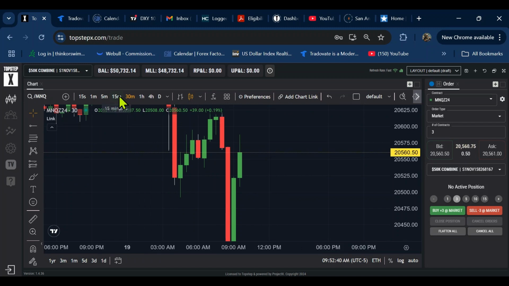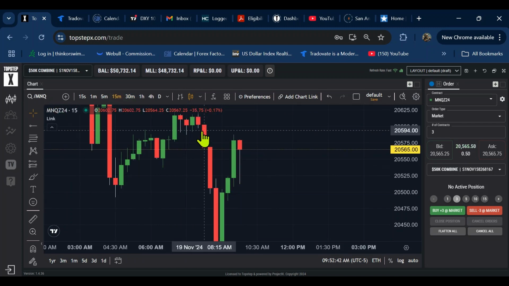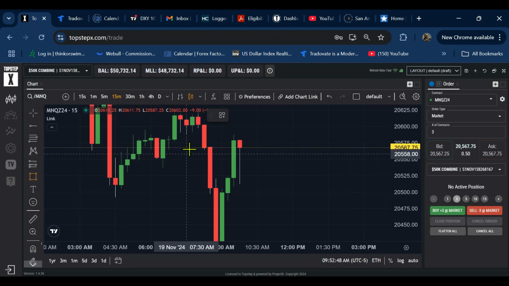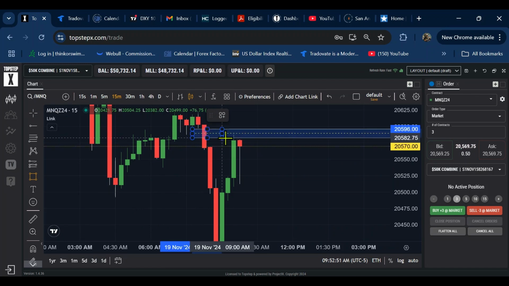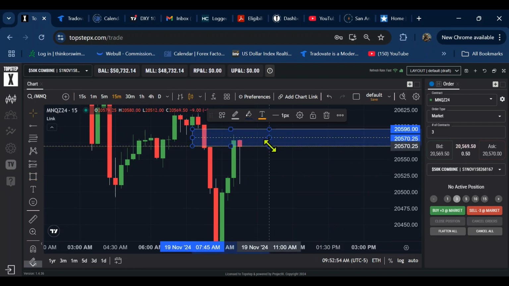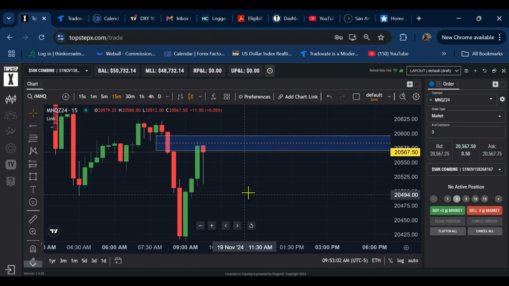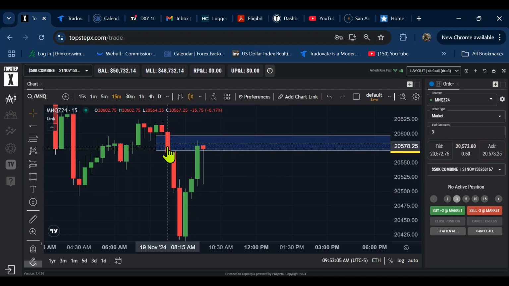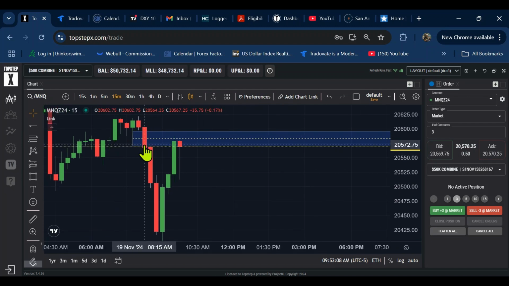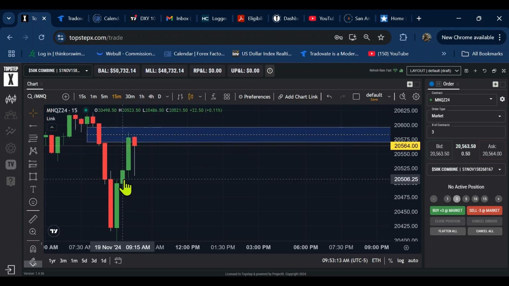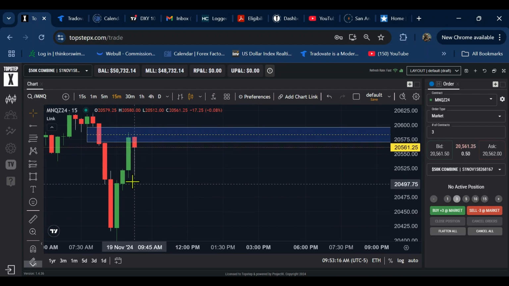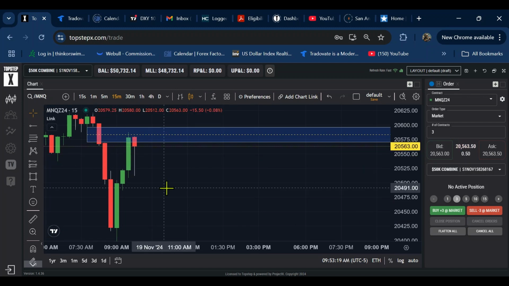So now we break her down to the 15-minute. Okay, so we have a little fair value gap right here. And you can see we're kind of wicking into that center of that gap. Now, this one occurred at 8:15. We're in New York time. So our opening candle is actually right here. All of this happened overnight.